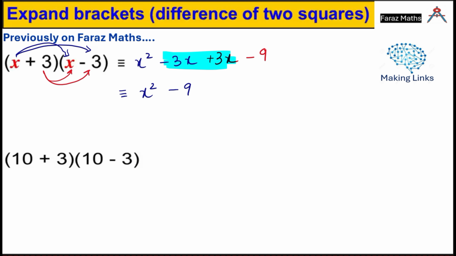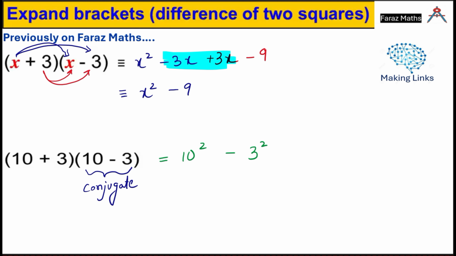Okay, coming to the next, suppose you have two brackets, 10 plus 3 and 10 minus 3. They both are the same, but there's one thing which is different, and that's a negative sign over there. It means 10 plus 3 and 10 minus 3 are the conjugate of each other. So this is conjugate. So I can solve it in this way: 10 square minus the second term square.